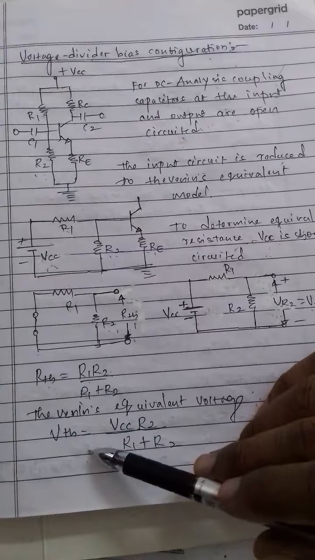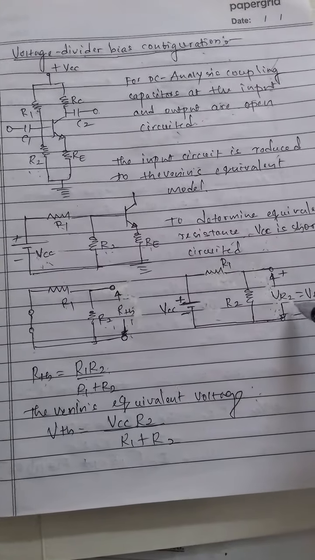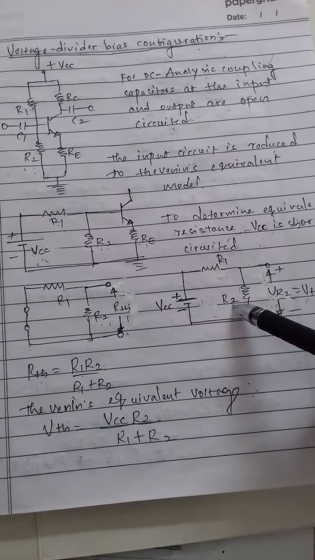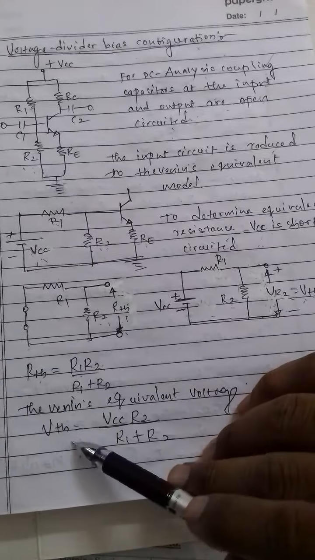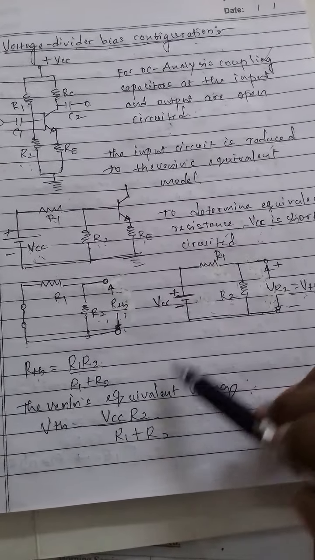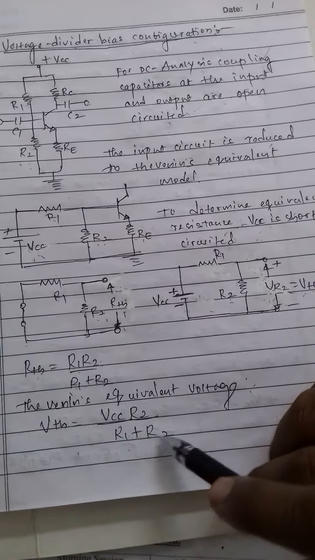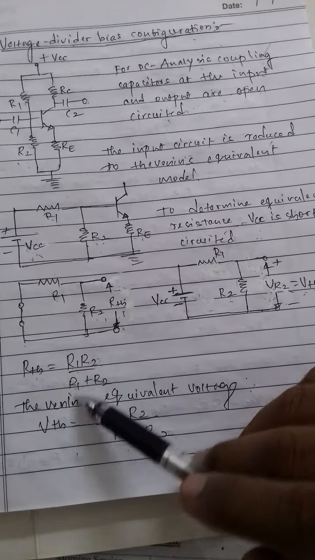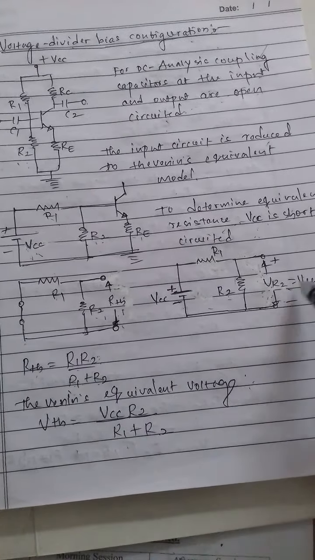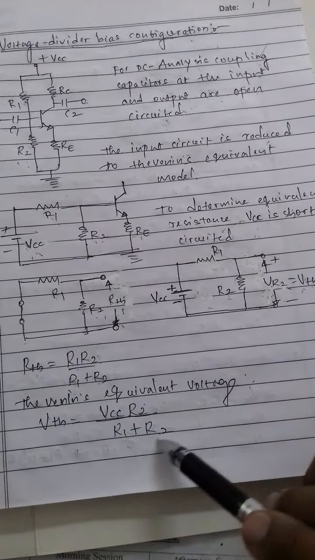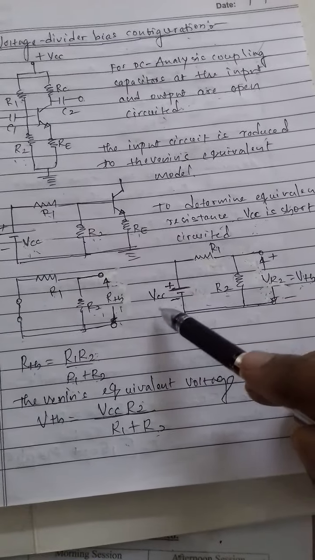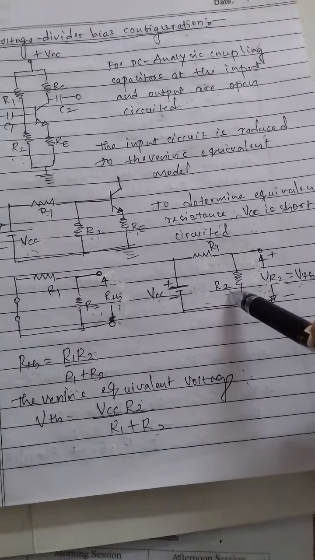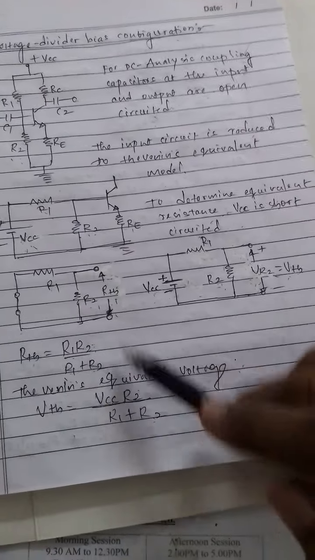Thevenin's equivalent voltage VTH is equal to the drop of voltage across the resistance R2, so VTH is equal to VCC R2 upon R1 plus R2. RTH is R1 R2 upon R1 plus R2 and VTH is equal to VCC R2 upon R1 plus R2. This is the equation for the drop of voltage across this resistance R2.